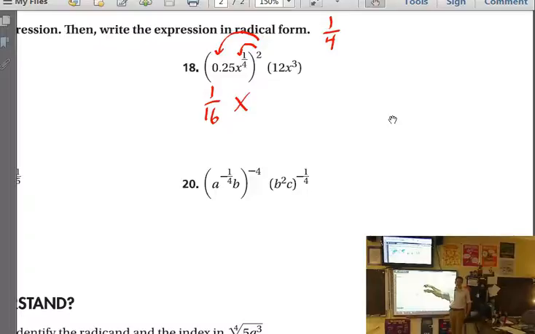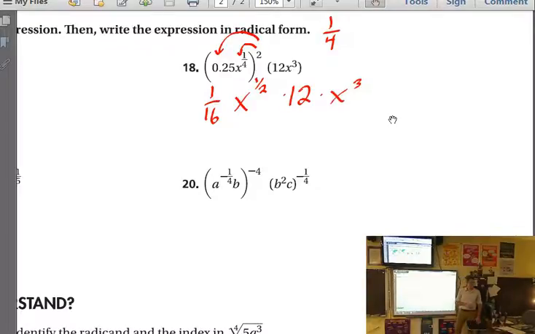Well, what would the power of x become? We're going to square it. Oh, a fourth power becomes a half, because it's 2/4, which really is a half. And that 12x to the third is just 12x to the third.